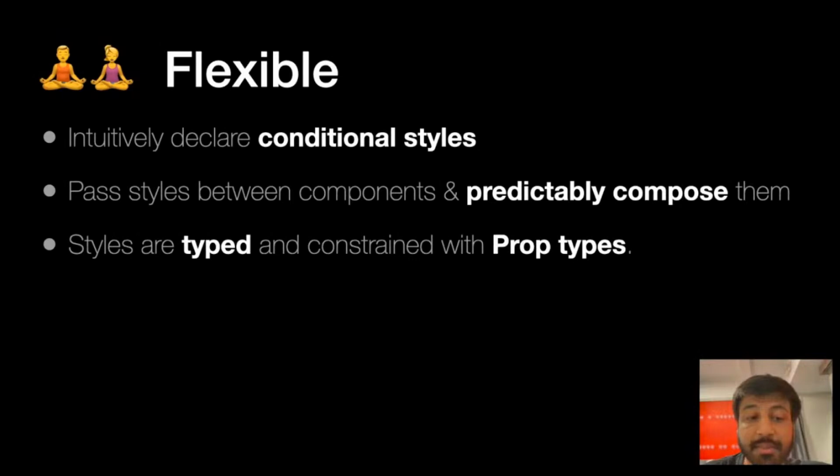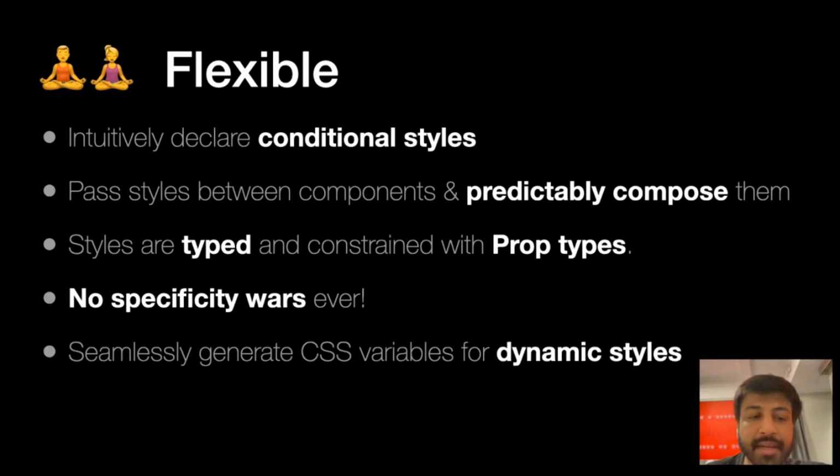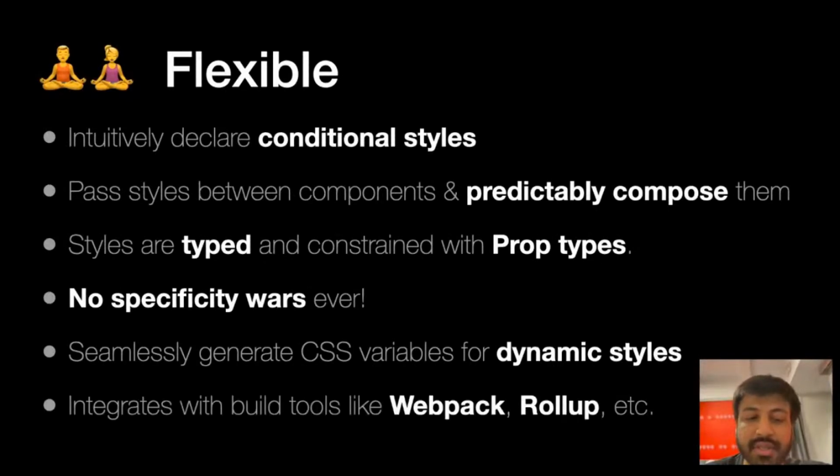Further, styles are completely typed and can be constrained with prop types. Stylex has managed to remove all specificity wars altogether. So even if you split up your generated CSS file, you can load it in whatever order you want and things will work consistently. Finally, Stylex gives you a way to generate CSS variables automatically when you need to create some dynamic styles, and it integrates with build tools like Webpack, Rollup, and you can roll your own integrations in the future.